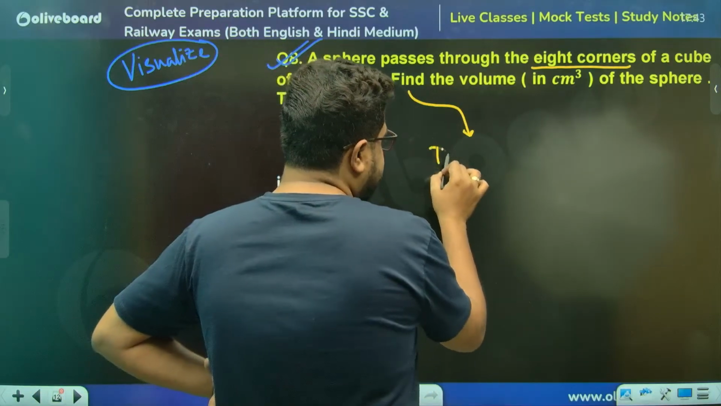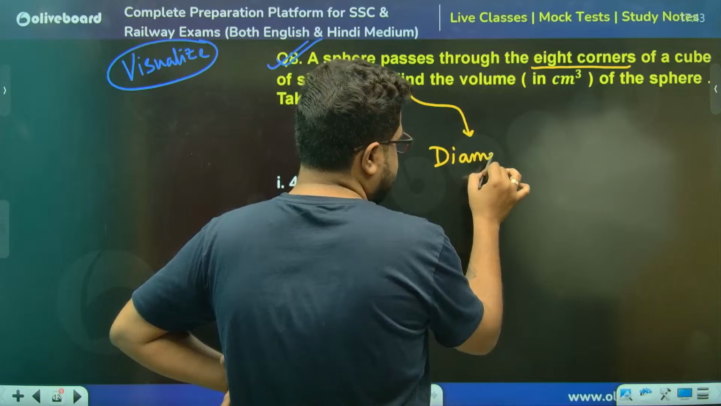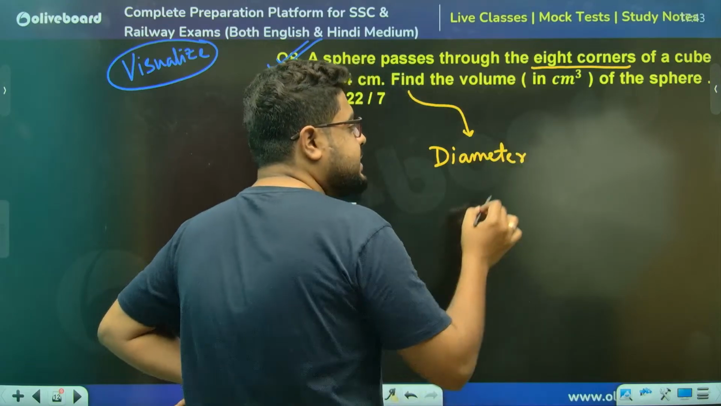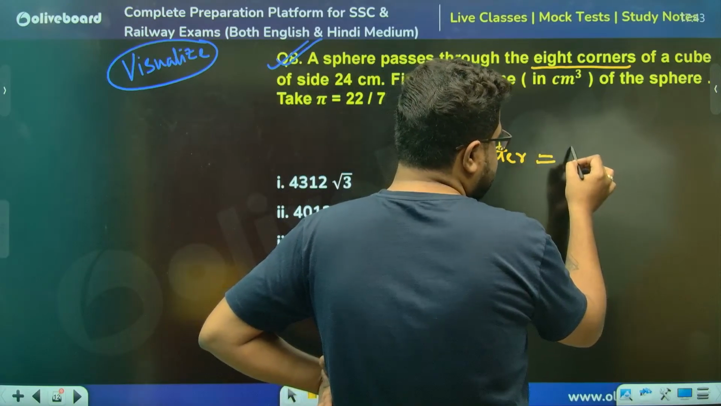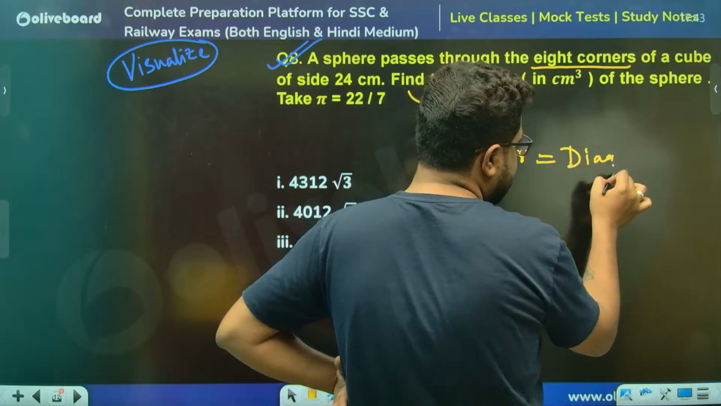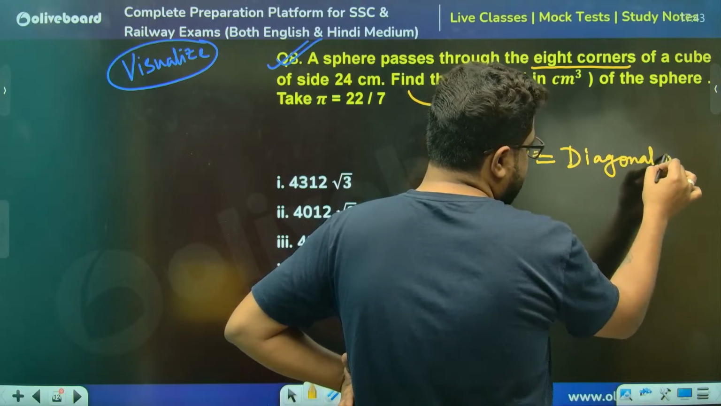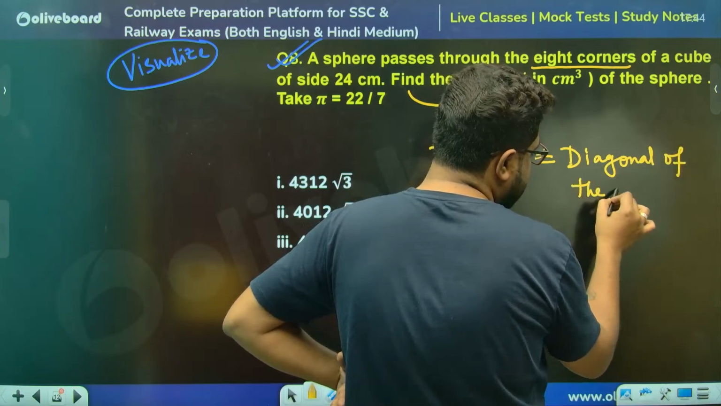So diameter, think, visualize, sir, is equal to the diagonal of the cube.